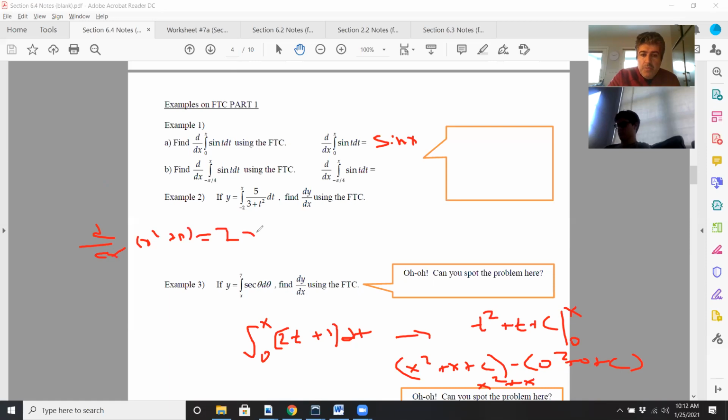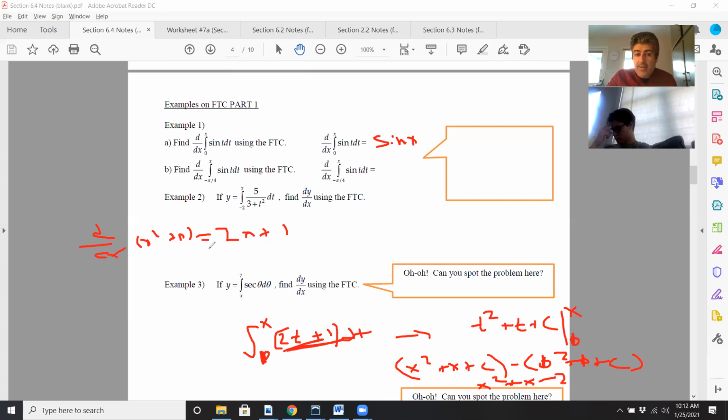That's going to be 2x plus 1, which is precisely what was inside here in the first place. And would it matter if I put like a 1 here? Absolutely not. It wouldn't have mattered. Fine, you'd have x squared plus x minus 2. But when you take the derivative of that, it goes away. So you'll still get back to 2x plus 1.